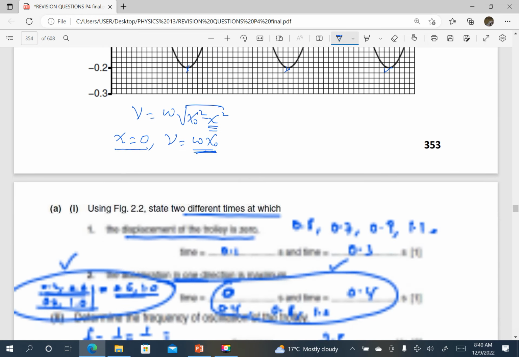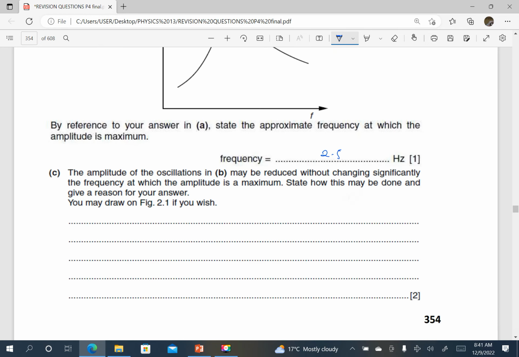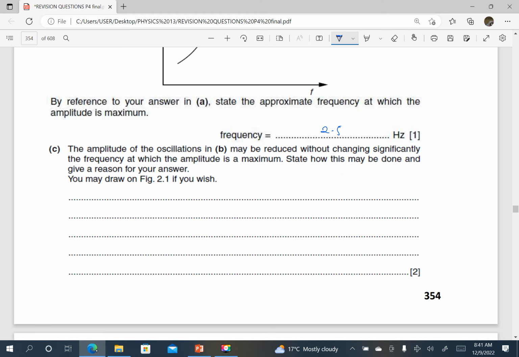Okay, so if I want to put this in explanation, I will simply say attach a sheet of card to the trolley. And this is of course to increase damping or to increase friction force. To increase damping or air resistance or friction.